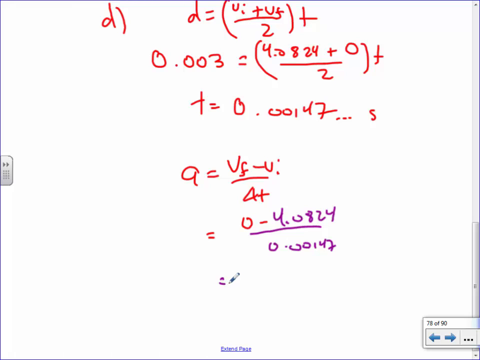And to the best of your ability, try to use as many of those digits as you can. Try not to round it to like just 4 and like 0.15 or something like that. Try to use as many digits as possible when you're using multiple calculations. 4.0824 divided by that over there. I got about negative 2777. I guess if I round it, this becomes a 7. That would be meters per second squared, because that's the unit for acceleration.